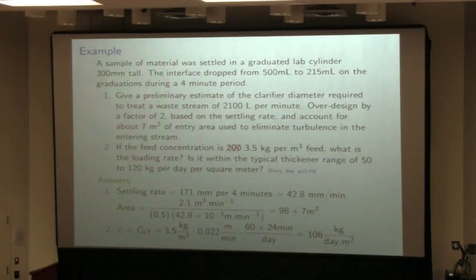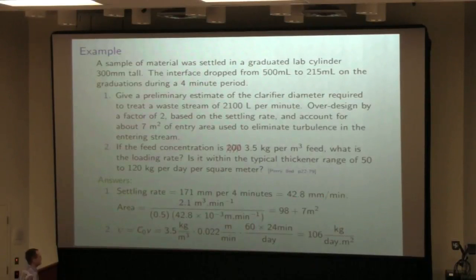The main thing was that I used the wrong feedback over here. I was taking this problem from a textbook that was working in those awful British units of pounds and gallons and stuff like that, so I think I messed up my conversion over here. So the main thing that I wanted to get at was that you were using a lab test to get your settling rates in units of distance over time.